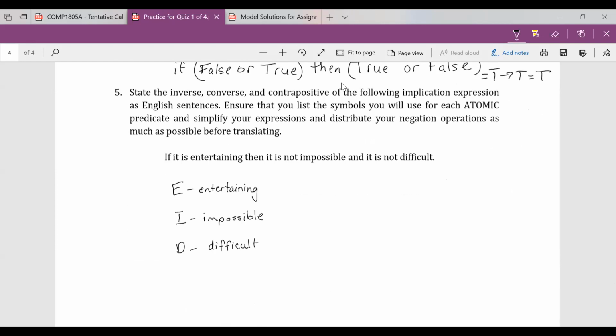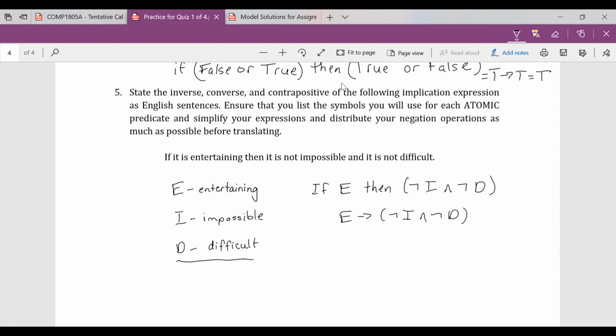Number 5, state the inverse, converse, and contrapositive of the following implication expression as English sentences. Ensure that you list the symbols. So I did the symbols in advance. And this is basically if E, then not I, and not D. So now if I want the inverse of that, I could write it as an implication. Let's simplify it. So that is equivalent to this.